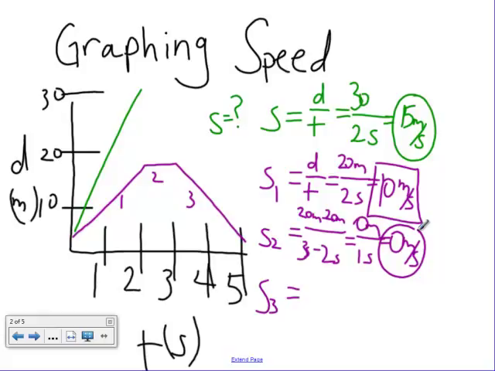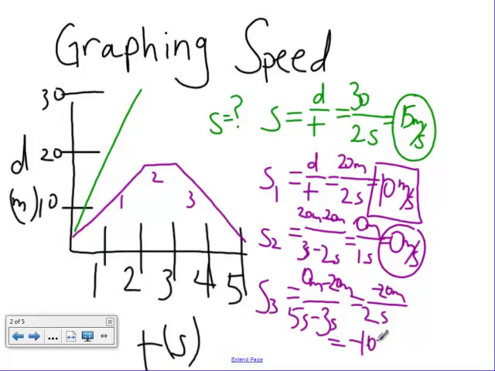Now let's see what's happening at line 3. Again, it's my change in distance divided by my change in time. So my change in distance, for some reason, I like to start with time. So they ended at 5 seconds, and 3 seconds, and now I'll plug in my distance. They ended, again, this is my final distance minus my initial distance. They started again at 20 meters. So that's a negative 20 meters over 2 seconds. So they went a negative 10 meters per second.